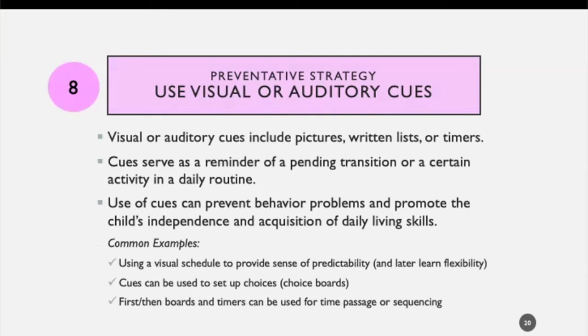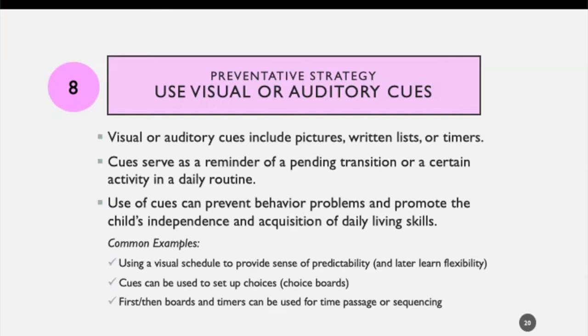Number 8 is using visuals or auditory cues. Visuals and auditory cues can include pictures, written lists, or timers. Cues serve as a reminder of something that's coming up or as a cue to complete a daily routine. They can help with preventing problem behavior because they create predictability and provide warnings and really help with increasing independence.